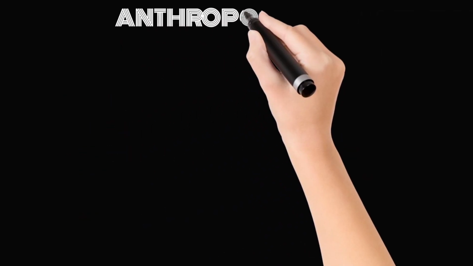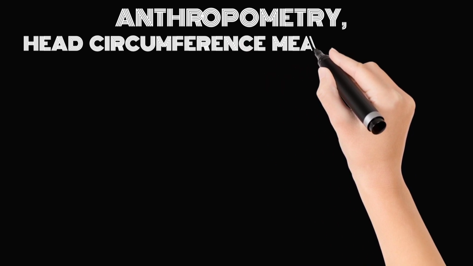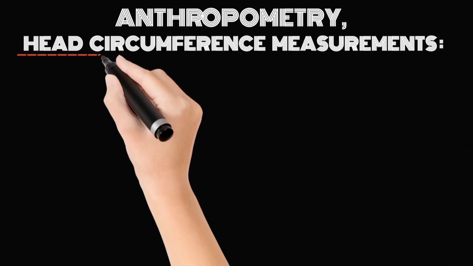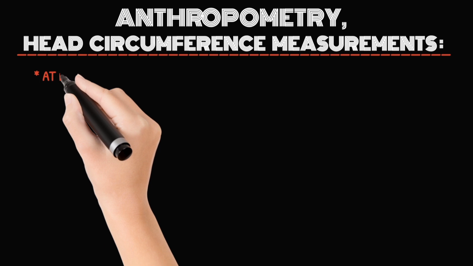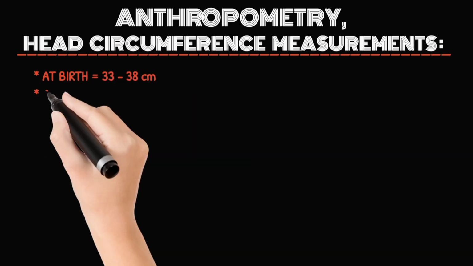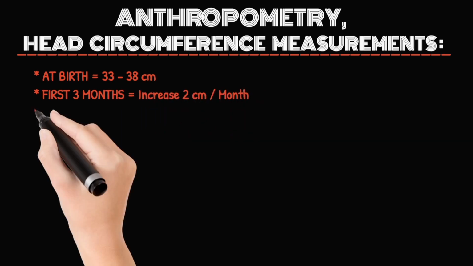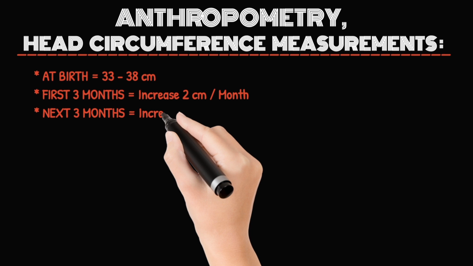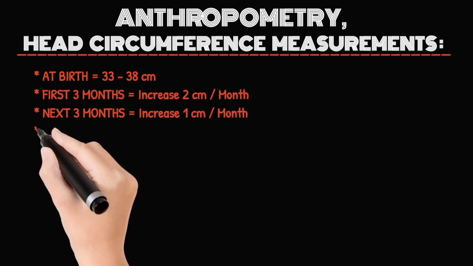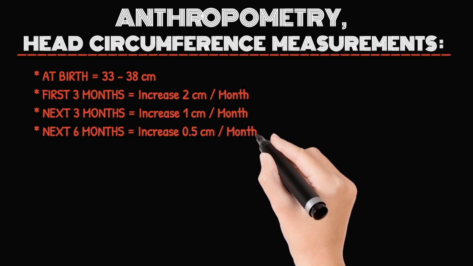So now let's talk about anthropometry head circumference measurements. Here we will talk about different head measurements in different pediatric age groups. So at birth it's around 33 to 38 centimeter. Now in the first 3 months of life it increases 2 centimeter per month. Now in the next 3 months it will increase 1 centimeter per month. Now in the next 6 months it will increase about 0.5 centimeter per month.